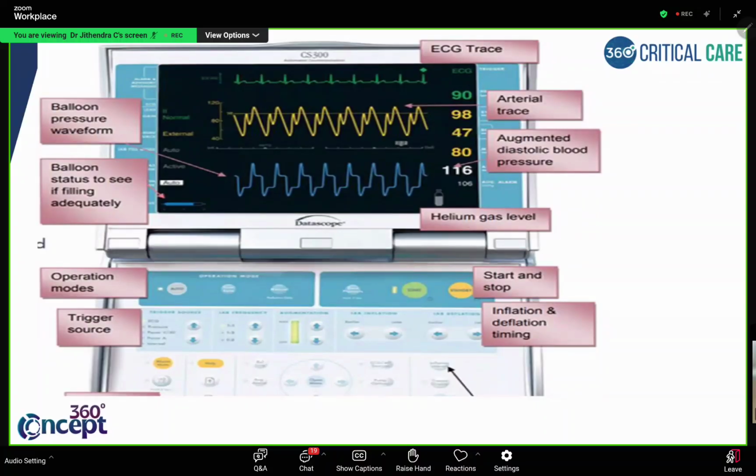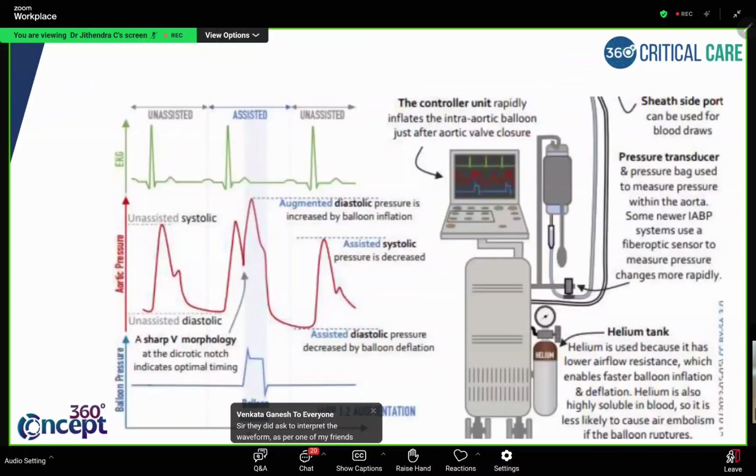Okay. So these are the various buttons and display that you see on the console. Now, coming to the waveform, this is how your 1:2 will look. So you have an unassisted waveform. This is a normal arterial trace. You have an upstroke, you have a peak, then you get a dicrotic notch, and then it comes to the diastole. So next is another waveform. Here you see there is some change in the waveform. That is because your IABP balloon is inflated here, and this is an assisted waveform.